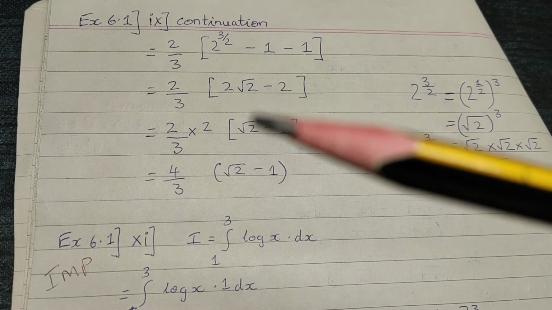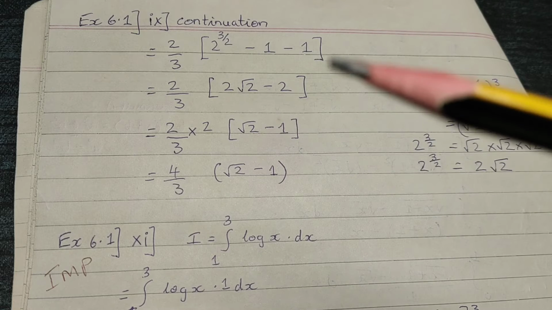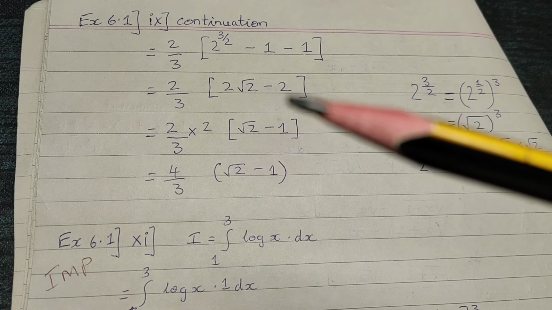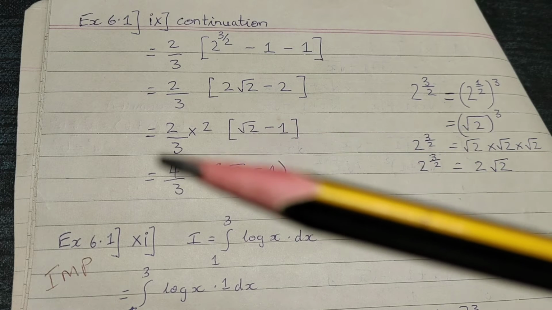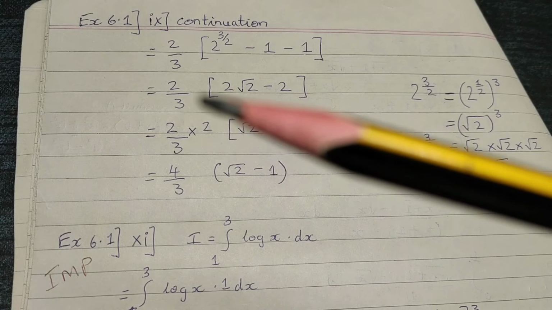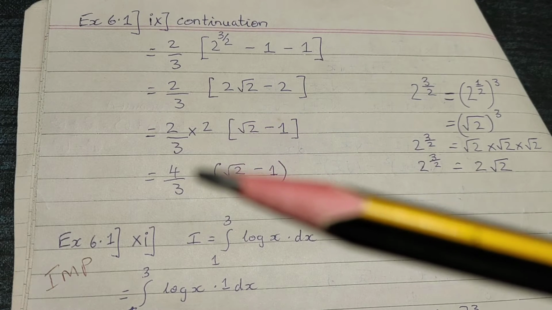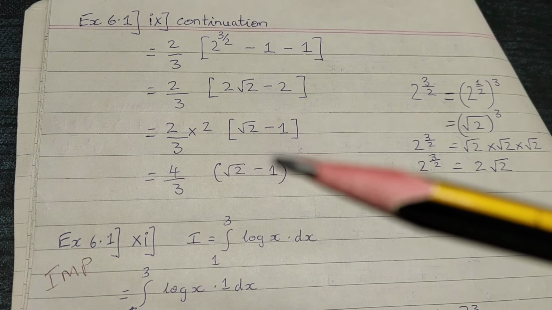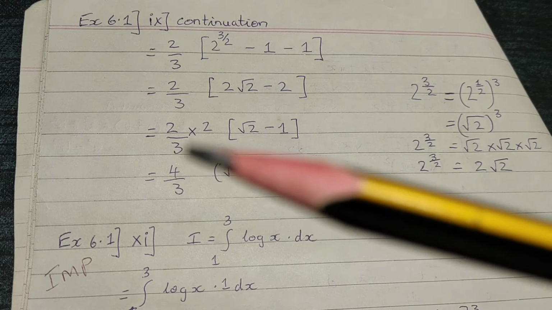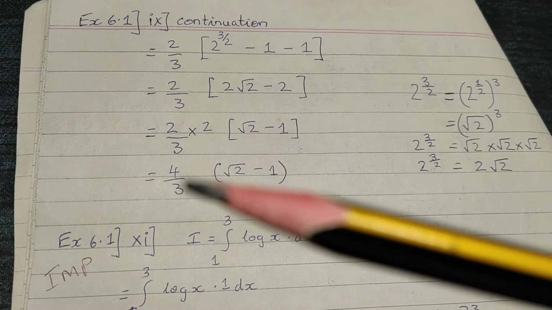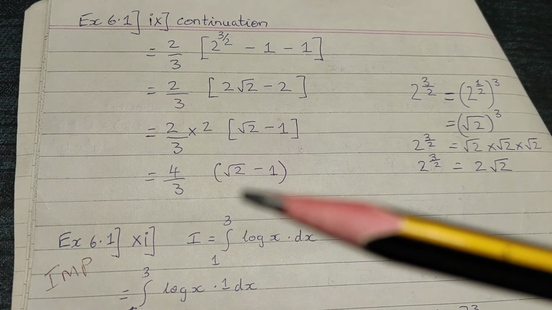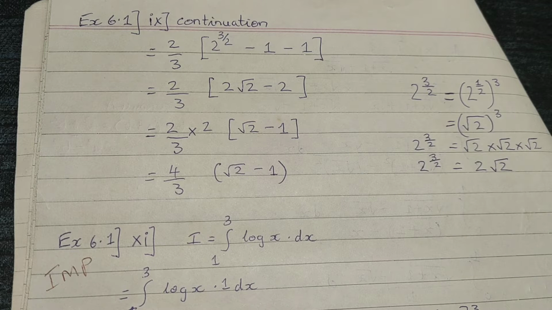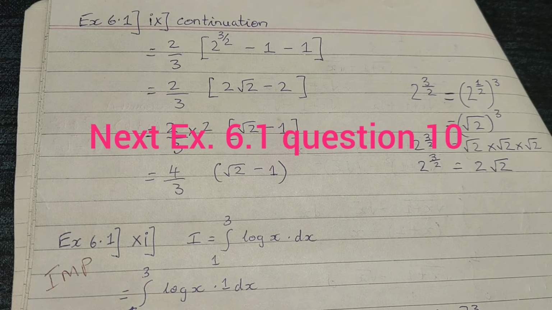So here you have got 2 root 2. This is minus and minus will become 2. Now 2 root 2 and 2. Here 2 is common, so you have to take 2 outside. So outside you have 2 by 3 into 2, and in bracket you have root 2 minus 1. So the numerator 2 into 2, 4. 4 divided by 3 into bracket root 2 minus 1. That is the final answer for 6.1, the ninth question.